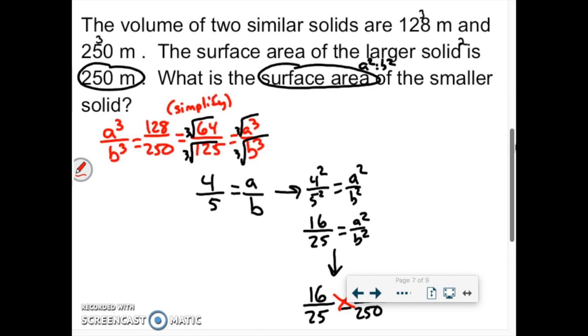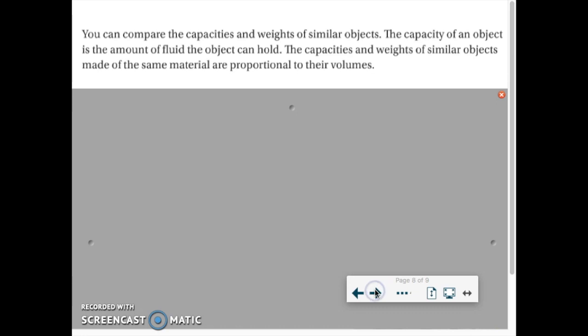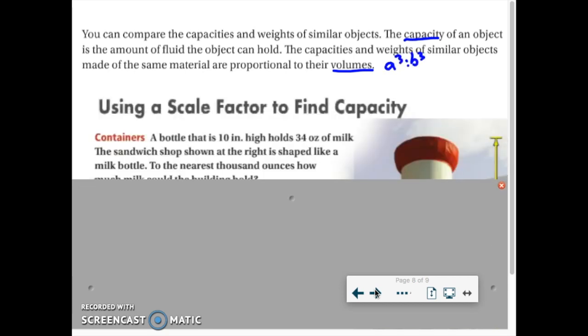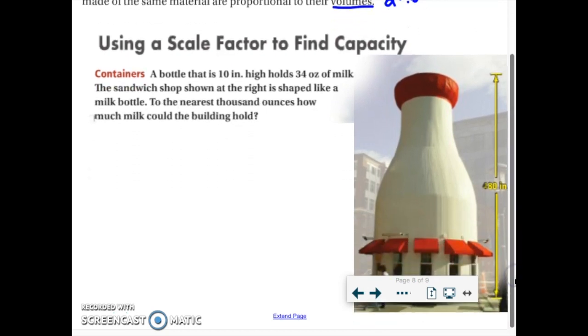All right, this last one is more of a word problem version of it with this milk bottle shaped building. So you can compare capacities and weights of similar objects. The capacity of an object is the amount of fluid the object can hold. The capacities and weights of similar objects made of the same material are proportional to their volume. So if you get a capacity problem, treat it like a volume problem, a cubed to b cubed. So again, we're going to get a bigger number here, but that's all right.